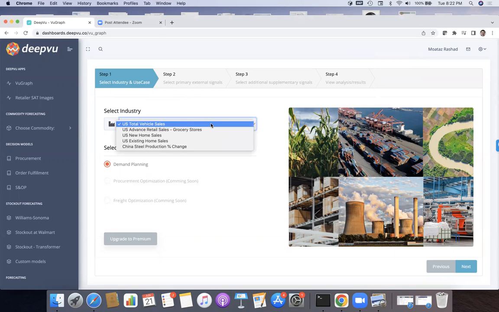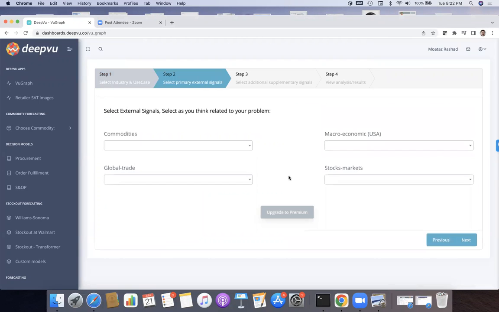So it's basically per vertical. You can see automotive here, US total vehicle sales in the US. You can see grocery sales in the US, home sales, new home sales, existing home sales, and China steel production. I'm going to run just two of these. Let's start with vehicle sales.